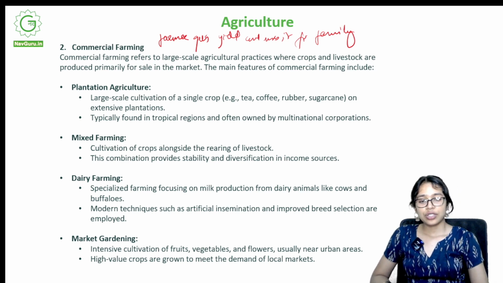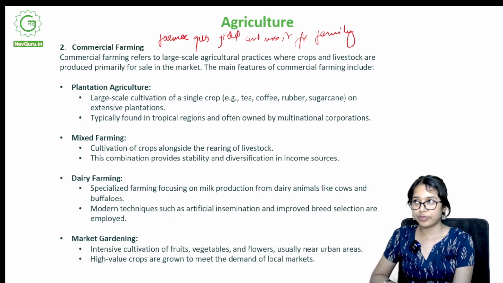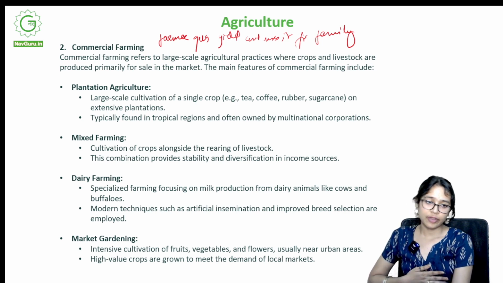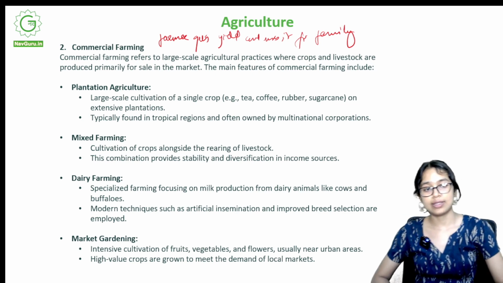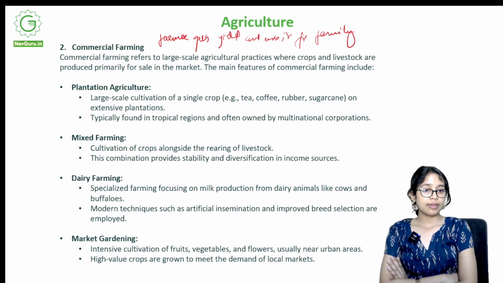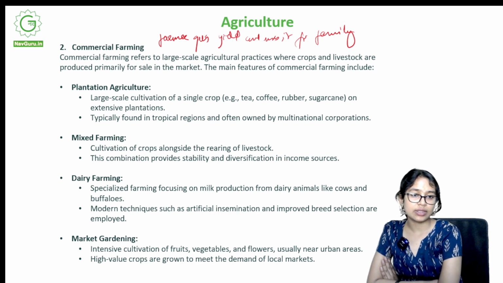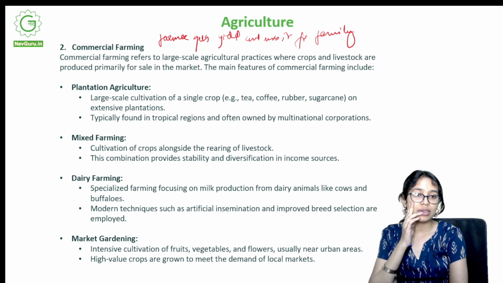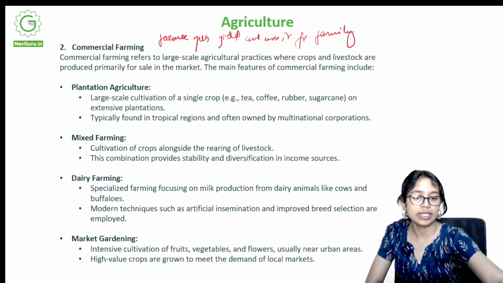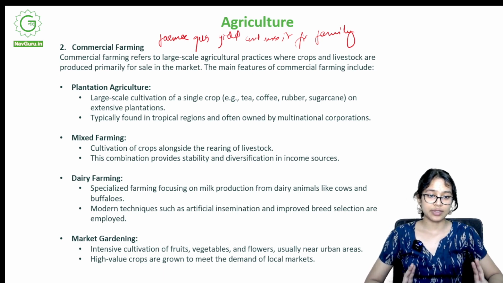Market gardening, intensive cultivation of fruits, vegetables and flowers, usually near urban areas. High value crops are grown to meet the demand of local markets. So market gardening caters mostly to the demand of local markets. You must have heard of, I don't know if it happens everywhere, but from where I've lived, there's this everyday market that sets up. You call it Monday market, Tuesday market, Thursday market, something like that. Maybe in the US, and even these days in certain metropolitan cities in India, you can go to places which are exclusively reserved for grocery shopping.